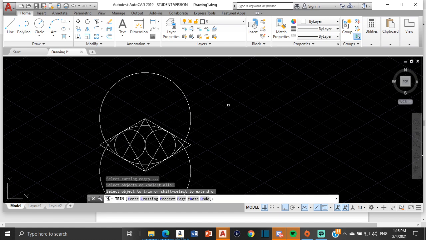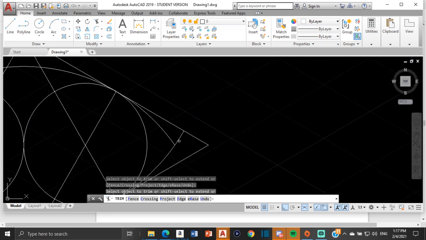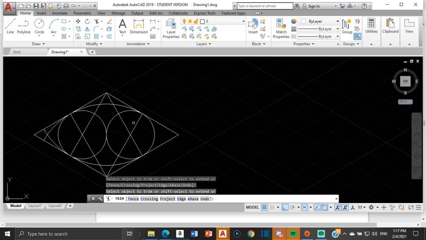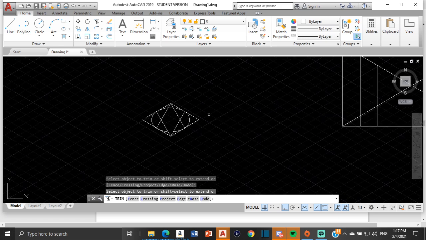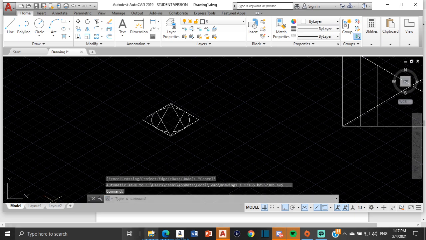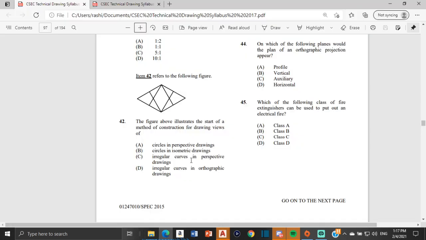So let me trim and show you my isometric circle. So if I trim that, trim this, if I trim this, trim all of these, this and this, trim this. Sorry, not the box, I didn't mean to trim the box. Trim that, this. Yeah, and there I would have my isometric circle. All right, so that's my isometric circle. So that is why the answer would be B, circles in isometric drawing.